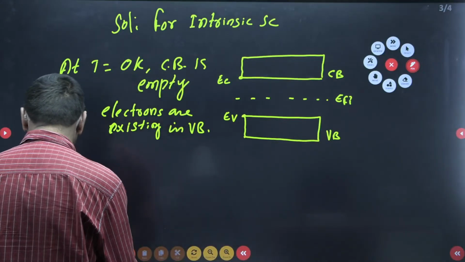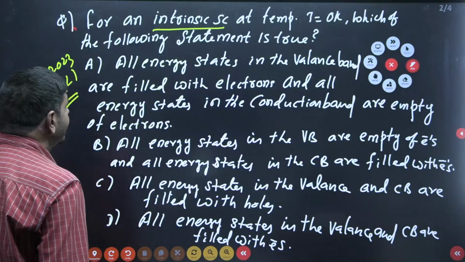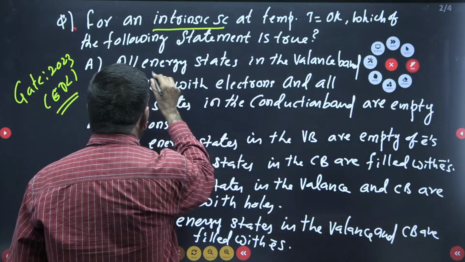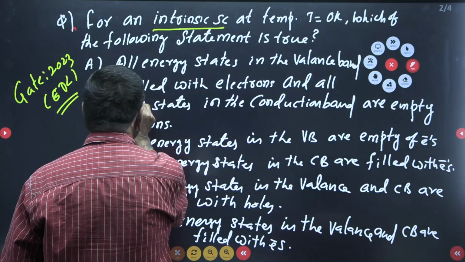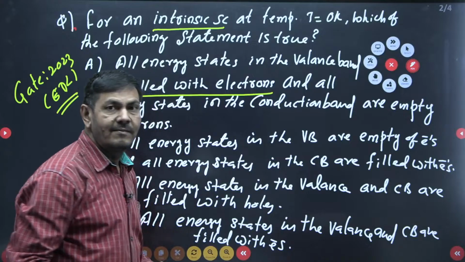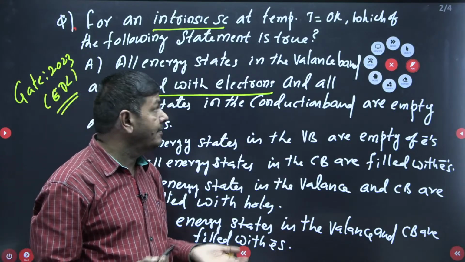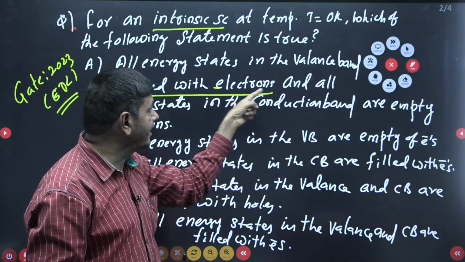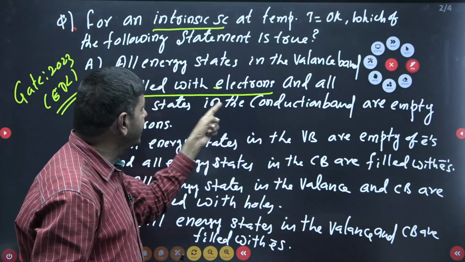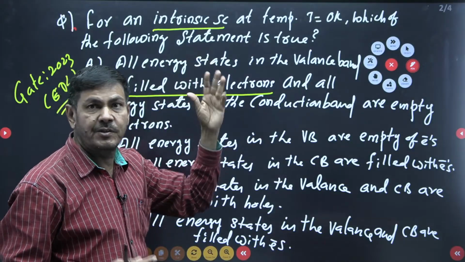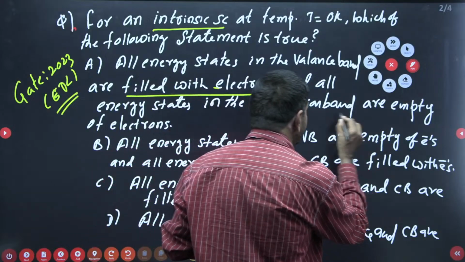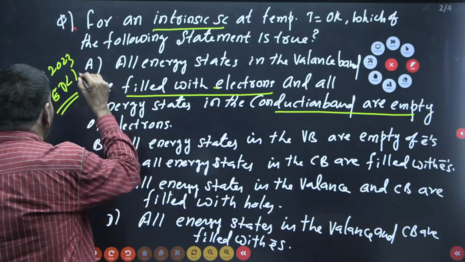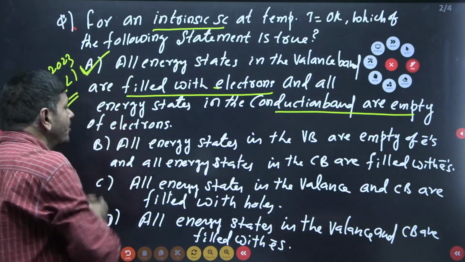Finally, which option is correct? You check it based upon that point. In the first option, what is given? All energy states in the valence band are filled with electrons. Yes, at 0 Kelvin, electrons are within the valence band only, lying within the bond, so it is filled with electrons. And all energy states in the conduction band are empty of electrons. We don't find any electrons. So 100% option A is correct; this option is satisfying.